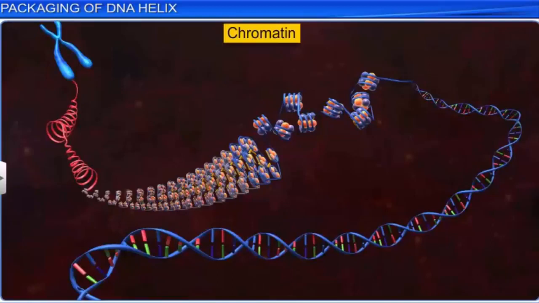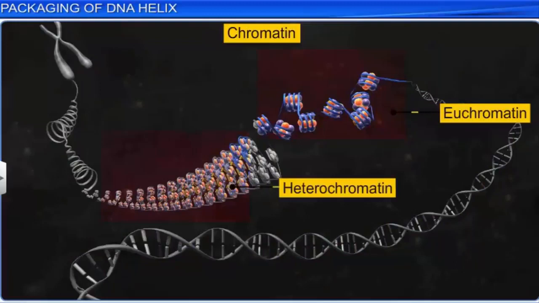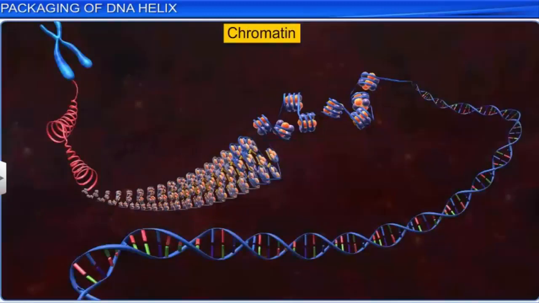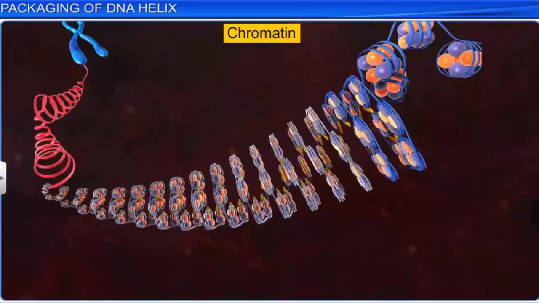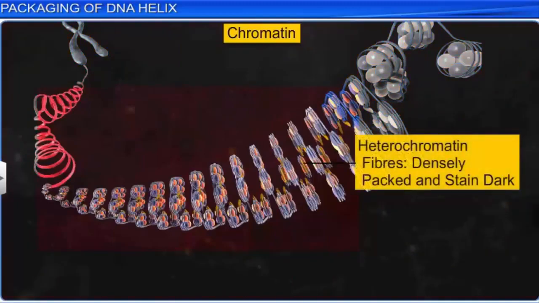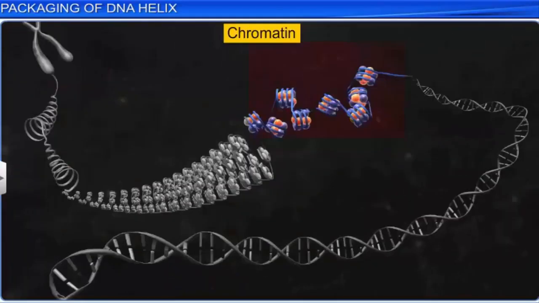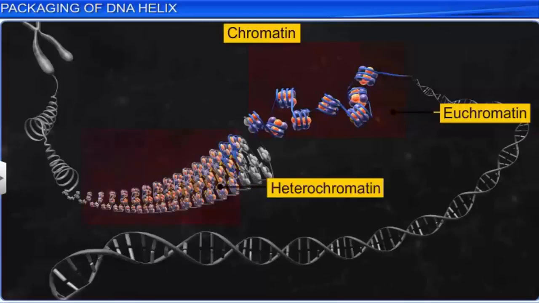Now, the chromatin fibers are of two types, euchromatin and heterochromatin. In a typical nucleus, euchromatin fibers of 30 to 80 nanometers in diameter are loosely packed and stain light. On the other hand, heterochromatin fibers of about 300 nanometers in diameter are more densely packed and stain dark. Moreover, of the two types of chromatin fibers, euchromatin is transcriptionally active, while heterochromatin is inactive.